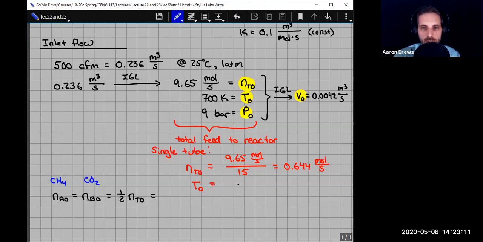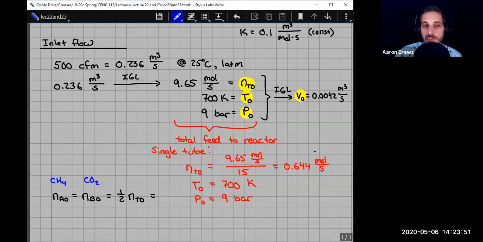So even though the flow got cut by a factor of 15 because it was going to a different tube, that would be just like, you know, going into a swimming pool or something and scooping out a little cup of water, right? You change the mass. You went from the mass of the swimming pool to the mass inside the little cup of water, but you didn't change the temperature of that cup of water, right? It's the same as what it was for the big pool. And so the temperature and the pressure haven't changed at all. So the inlet temperature and the inlet pressure are still 700K and 9 bar to a single tube. It doesn't matter if it's going to one or the other.